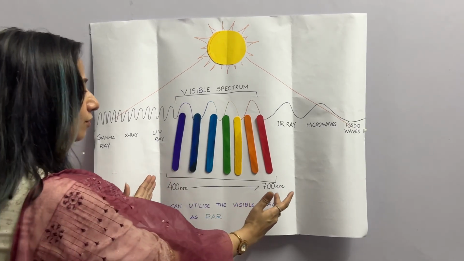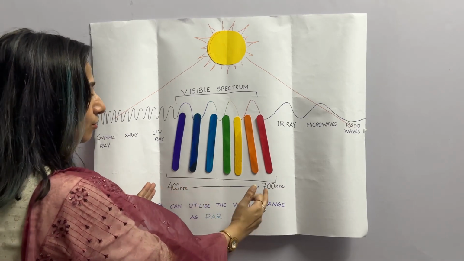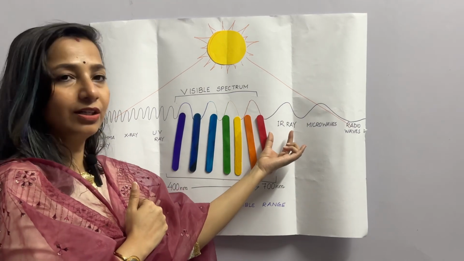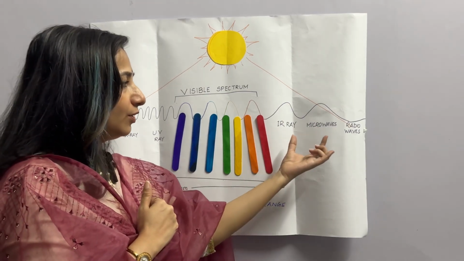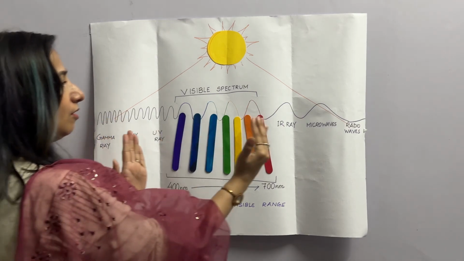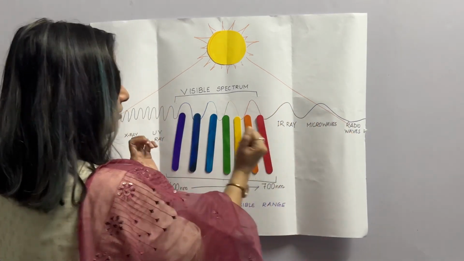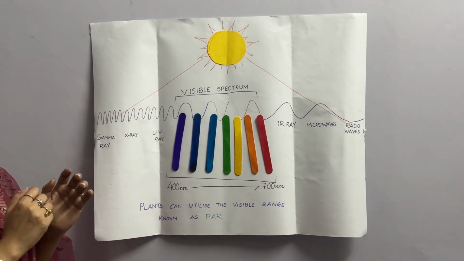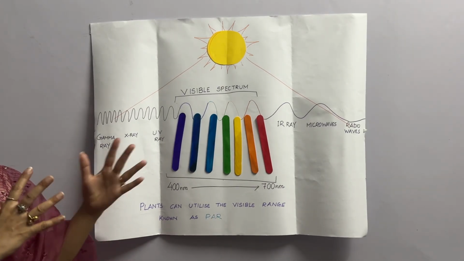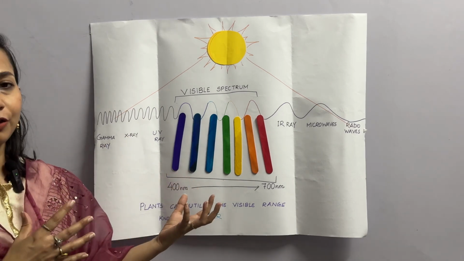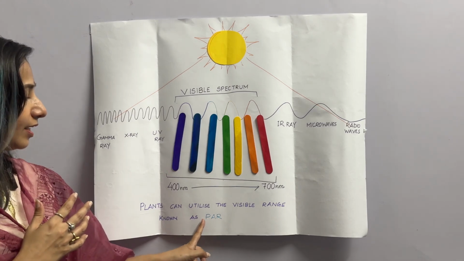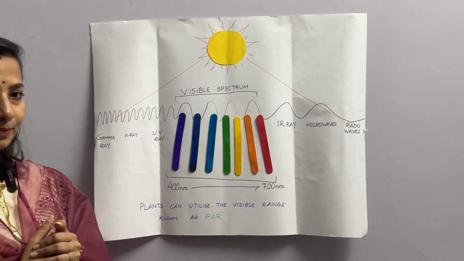And it has a range of how much? 400 nanometer to 700 nanometer. After that, we get IR, infrared rays, microwaves, radio waves. We are not concerned about these because photosynthesis requires only the visible spectrum of light. Clear? And because this can be utilized for photosynthesis, it is called PAR, photosynthetically active radiation.